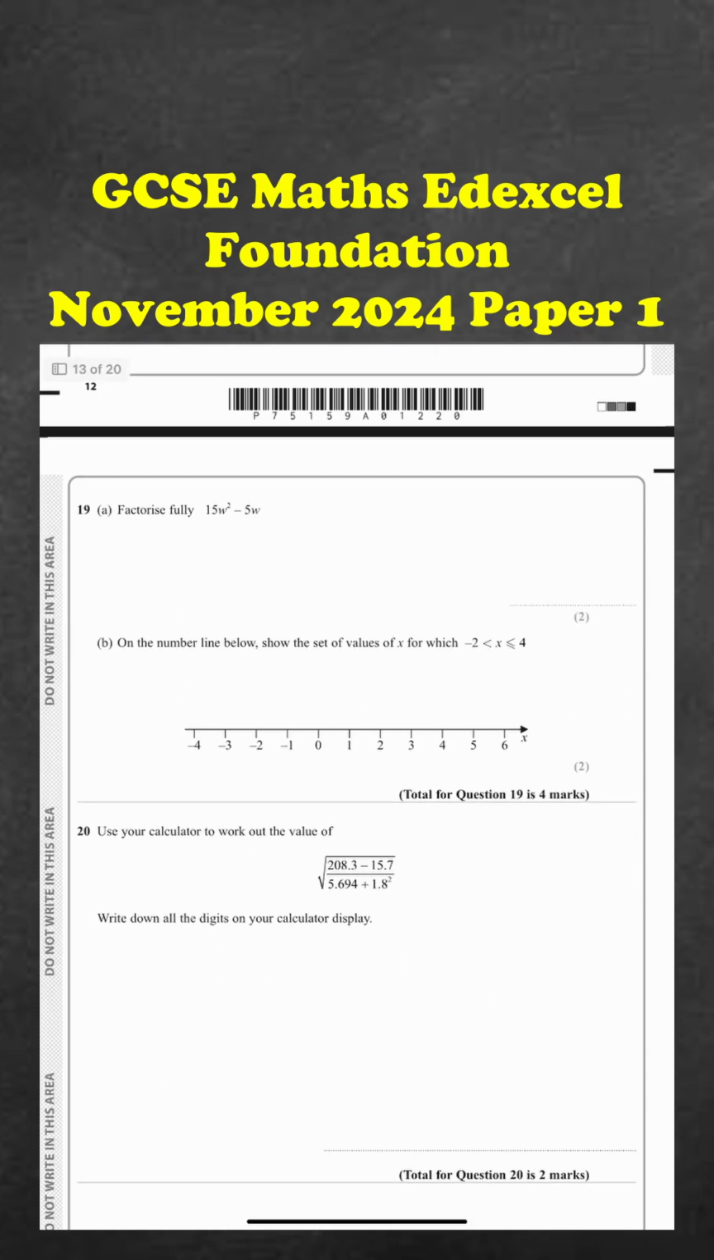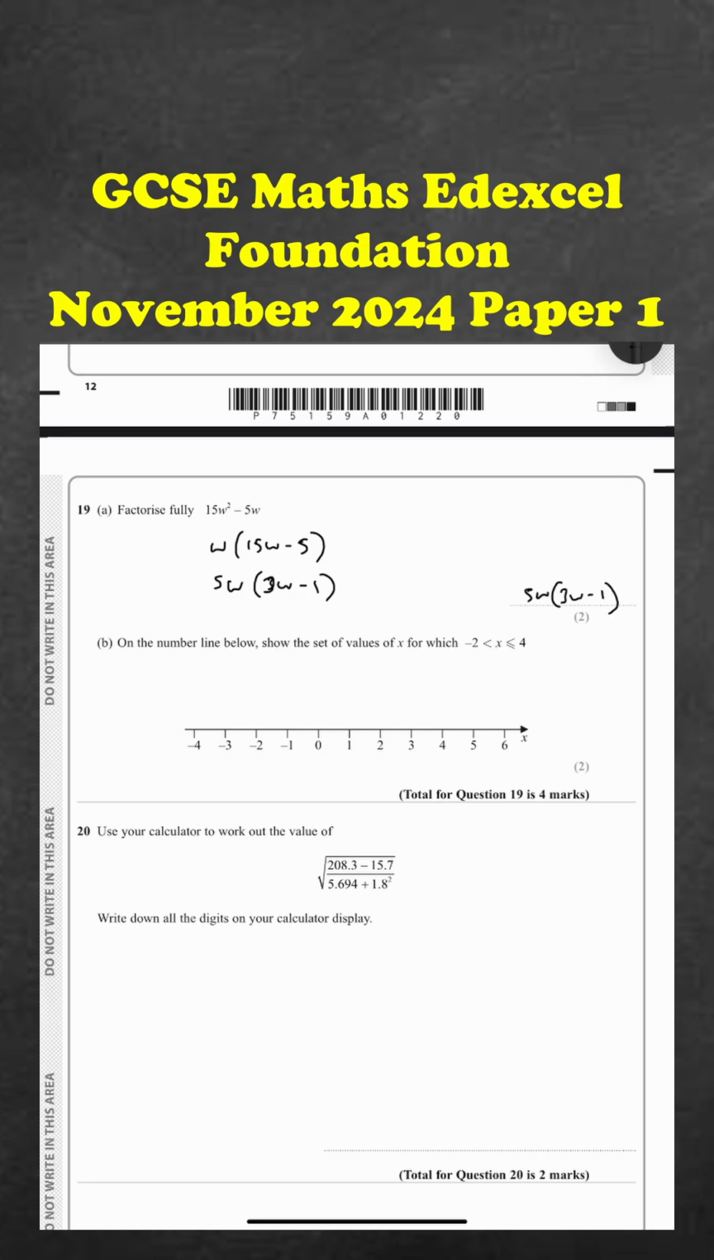Question 19. Part A. Factorise fully 15w squared minus 5w. Well, we can immediately take a factor of w out, and we get 15w minus 5. You can also take out a 5, because both these numbers divide by 5, and you get 5w lots of 3w minus 1.